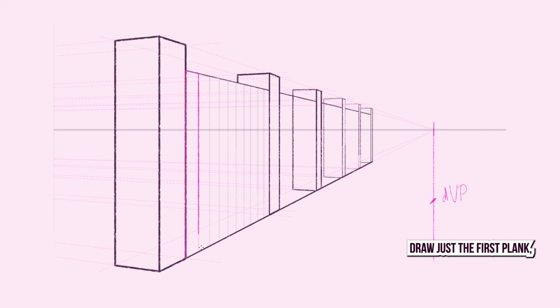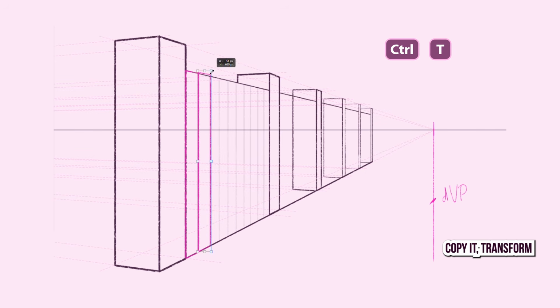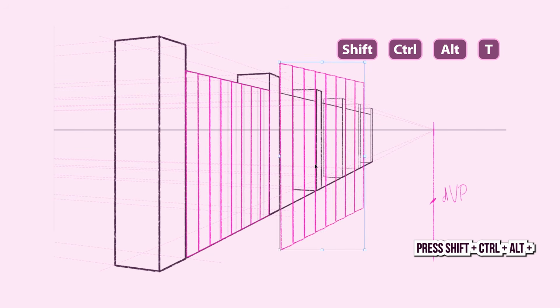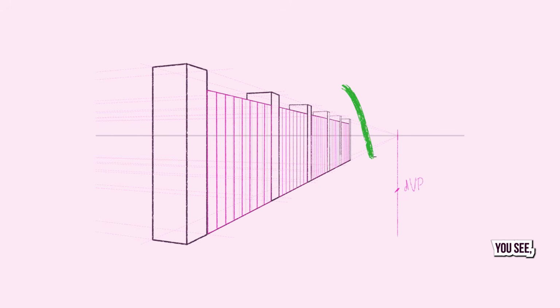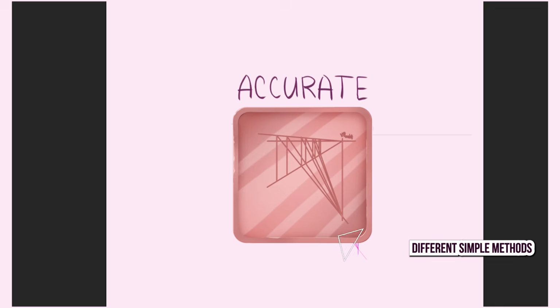Draw just the first plank, copy it, transform, press Shift, Ctrl, Alt, T a bunch of times, and the whole fence is done in minutes. Easy. You can combine different simple methods and get your own way to draw faster. Just think outside the box.